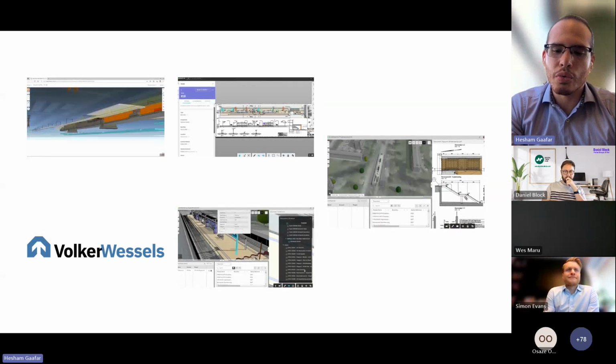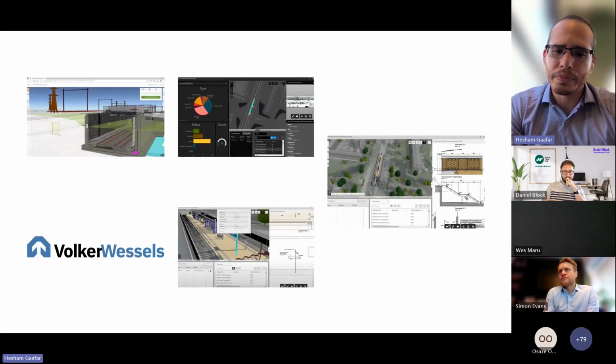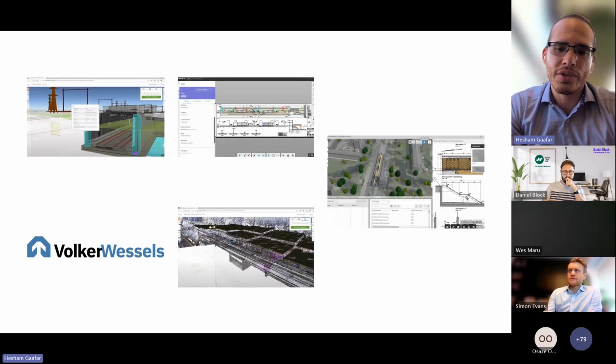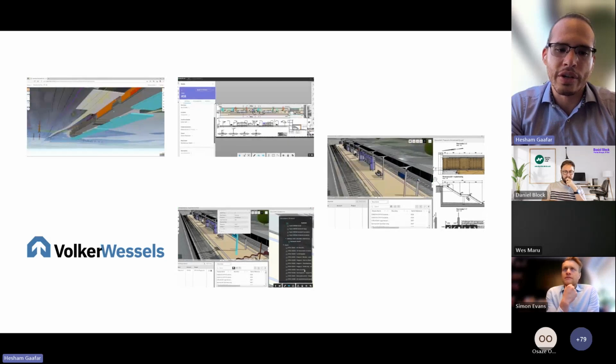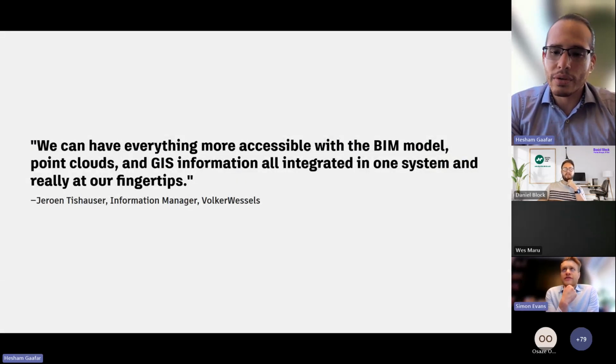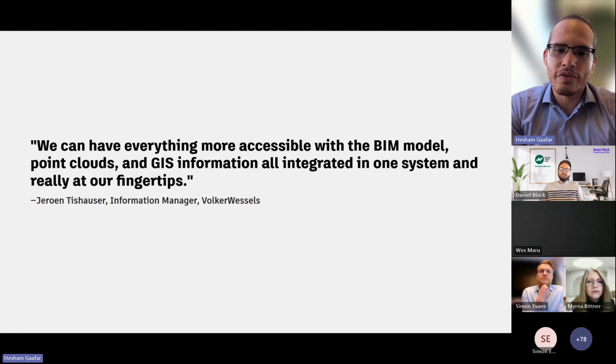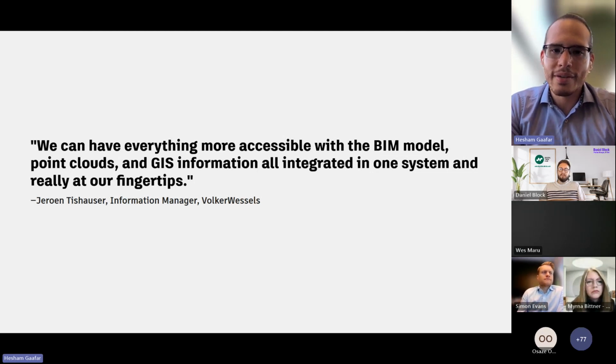And of course, on top of this, you can get insights from different sources, as you can see here in this actual implementation from Volker Wessels. This is the closing. I want to close with a quote from the information manager of Volker Wessels using this integration between GIS and BIM: Now we can have everything more accessible, including BIM models, point clouds, and GIS information in one system, really at our fingertips. Thank you.